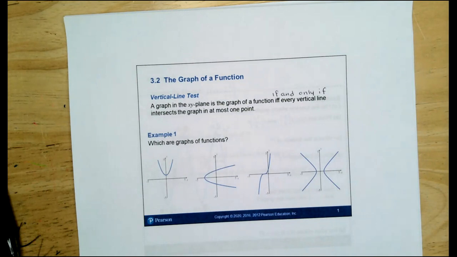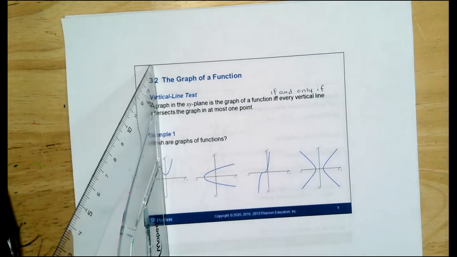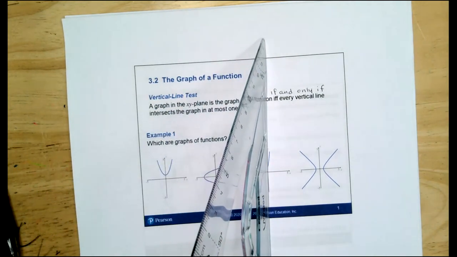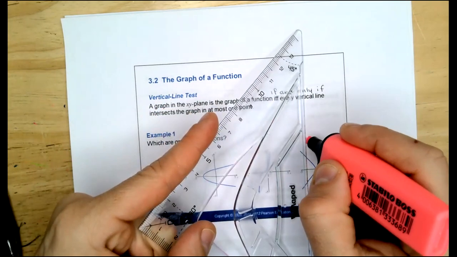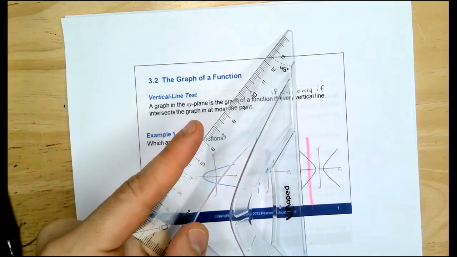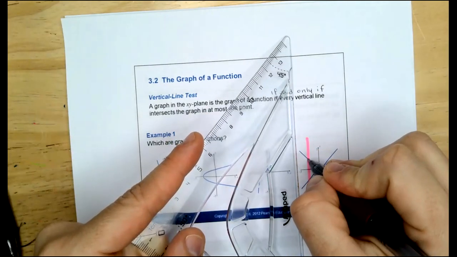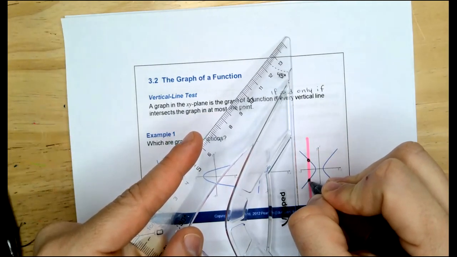So what you want to do is just take any straight edge you have, move the straight edge like this, and if that straight edge crosses the graph more than once, anywhere on the graph, that would not be the graph of a function.